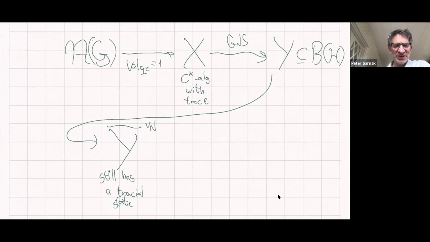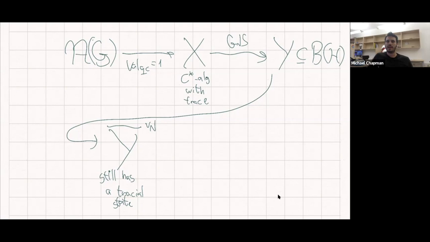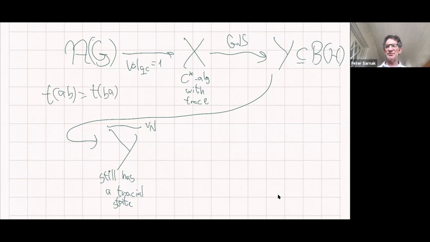So it's a functional from the algebra to the complex numbers that sends one to one, which is positive, meaning it sends positive elements to non-negative real numbers. And it is continuous in some topology. And also it satisfies T of AB is equal to T of BA. And this is exactly the tracial property. So the first thing that I said is called the state, and when it has also this property, it's called the tracial state.